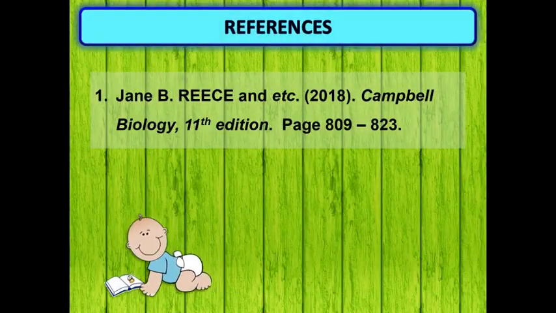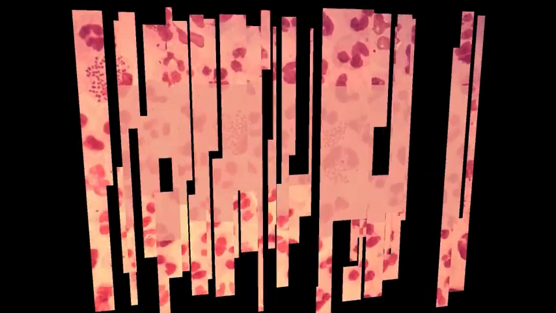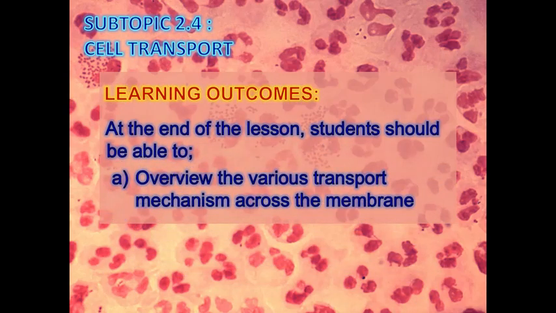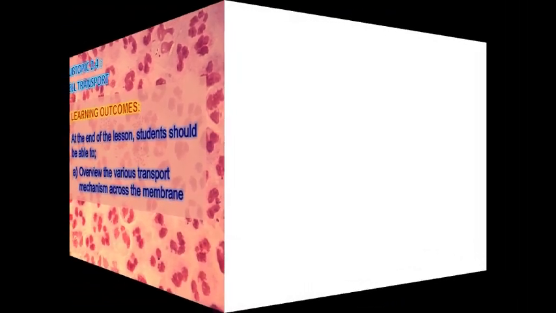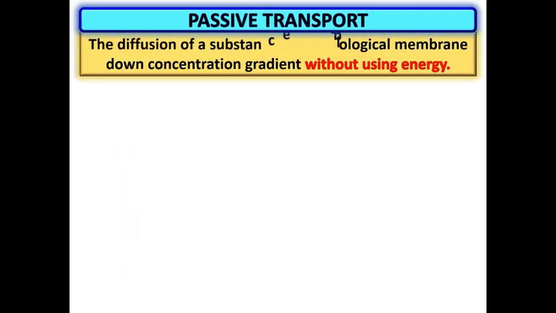Next, we are going to learn about cell transport. Learning outcomes. Students should be able to overview the various transport mechanisms across the membrane. Passive transport. The movement of substance down concentration gradient without energy. There are three types of passive transport.